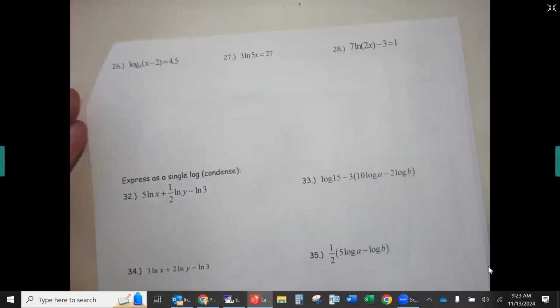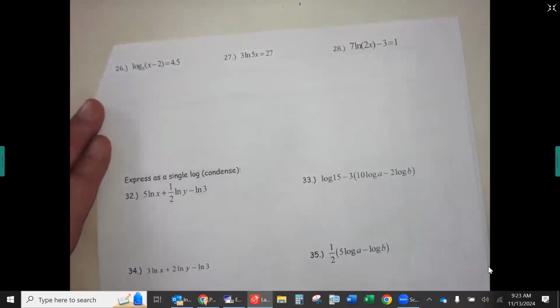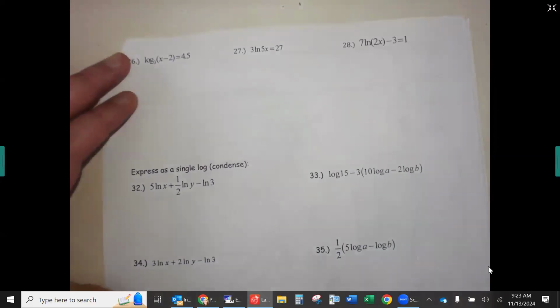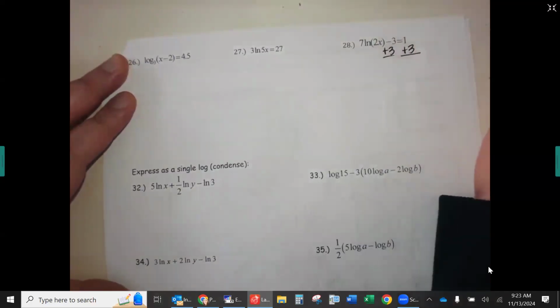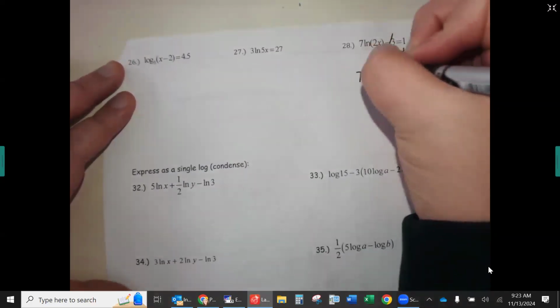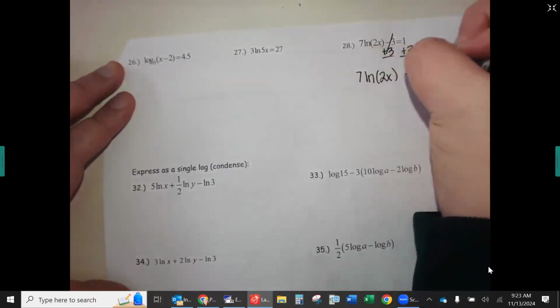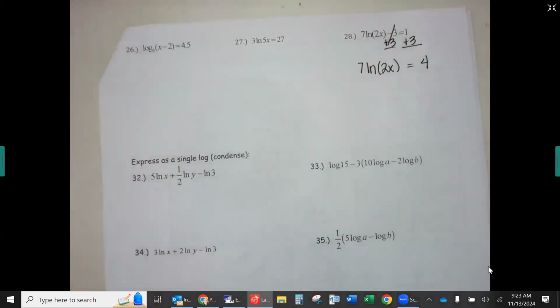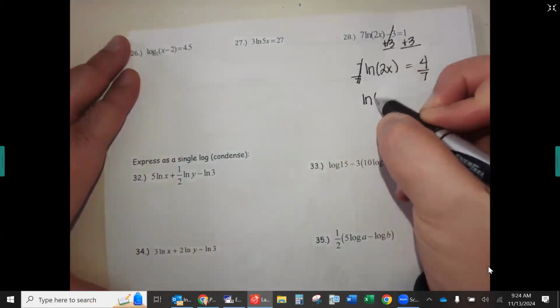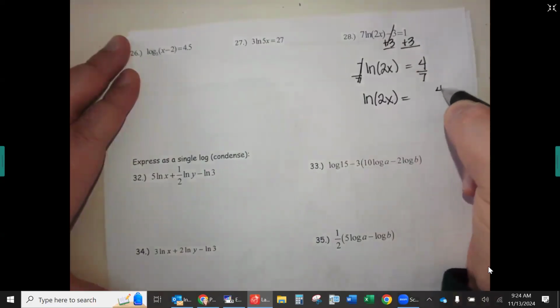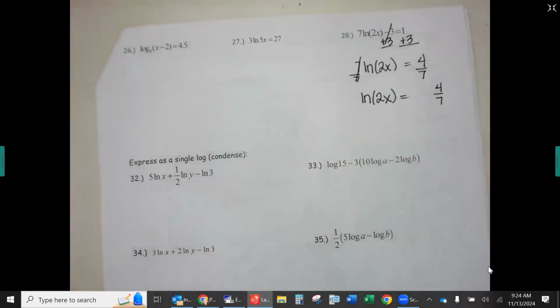Okay, 28. I have 7 ln 2x minus 3. What number do I get rid of first? 3. Minus 3. I'm going to do a plus 3. That's correct. 1 plus 3 gives me how many? So I have 7 ln 2x equals 4. Can I get rid of the ln now? Not with the 7 there. How do I get rid of the 7 in the front? Divide. So I have ln 2x equals 4 divided by 7. Now, if you could divide 4 by 7, do it. But since it won't, I'm just going to leave it as a fraction.